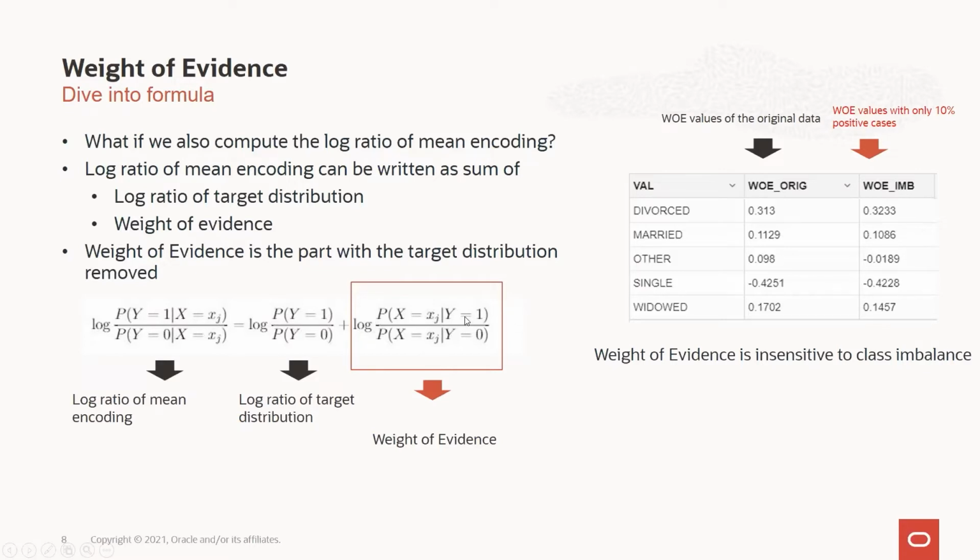But this naturally gives us the benefit that the target distribution does not have a big impact. And we can see from the numerical examples. Again, on the left is the one with the original data. On the right is the one with only 10% of the original positive cases. And we can see that not too much changes in the values, right? So this is insensitive to the class imbalance, which is good for us.